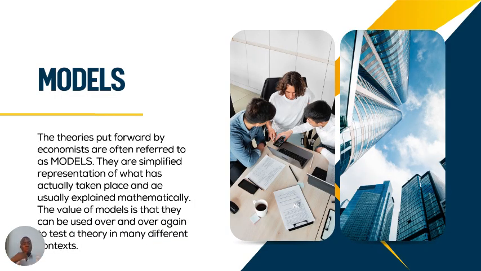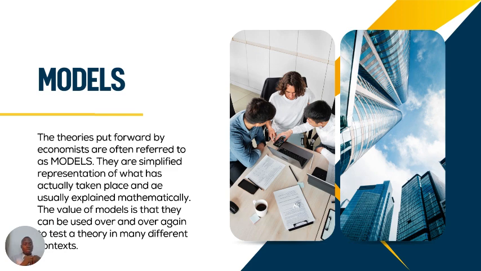So let's move on to what a model is. Now, the theories put forward by economists are often referred to as models. So these theories we have put forward, which have been accepted and tested, become models. They are simplified representations of what has actually taken place and are usually explained mathematically. So this model comes in a mathematical equation. For example, what I just said, there's a way you can always write it mathematically in economics.